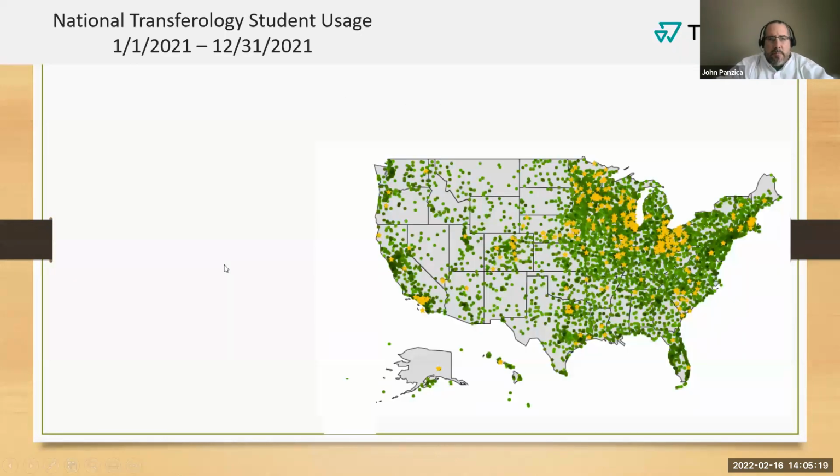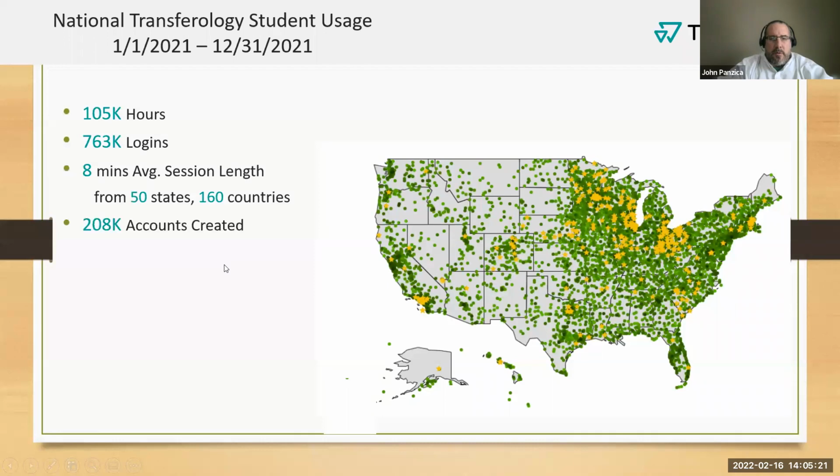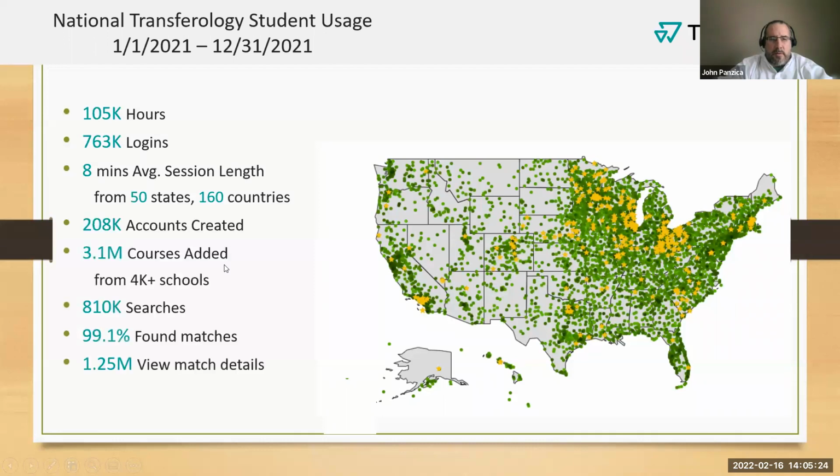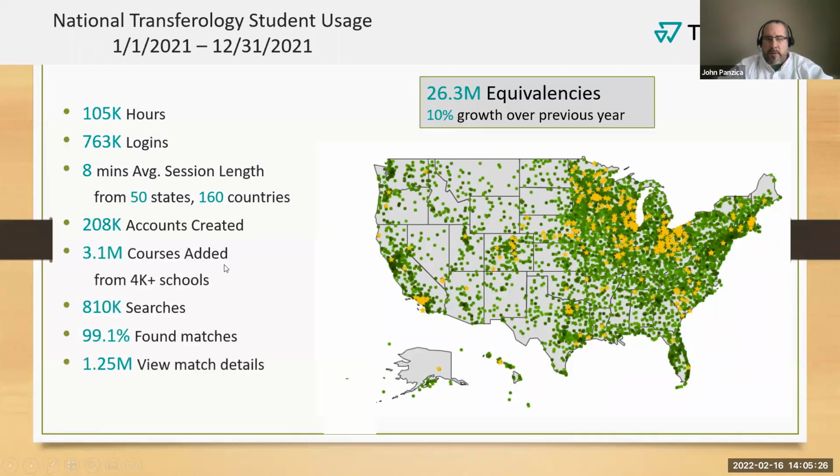They say a picture is worth 1,000 words. I won't go through all of these statistics in great detail, but if you look at that map, you can tell that Transferology is being utilized fairly significantly all through the US. The yellow stars represent institutions that are currently participating. The green dots represent student usage. The darker the green, the more student usage.